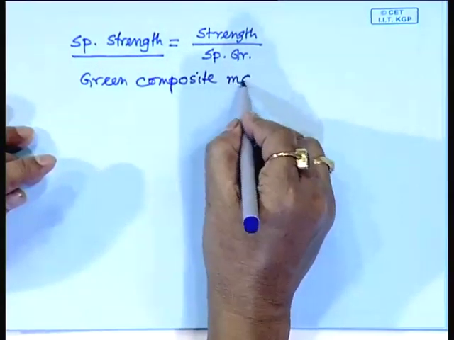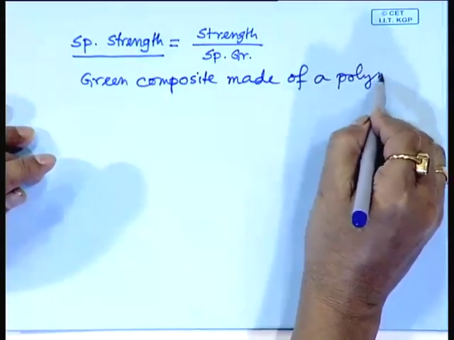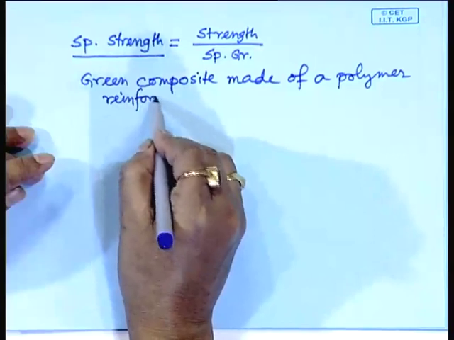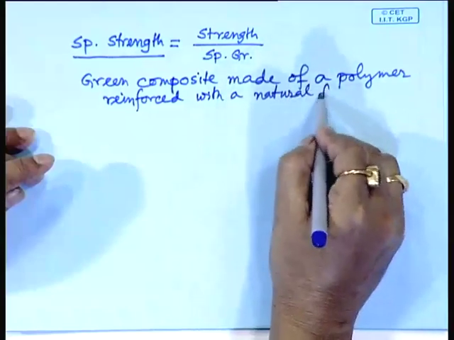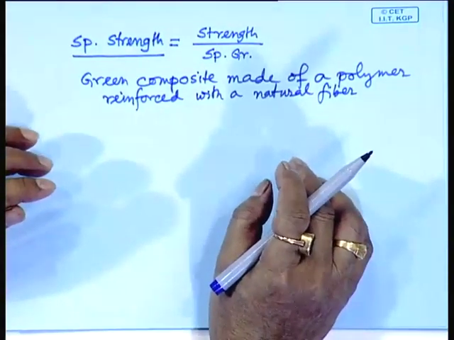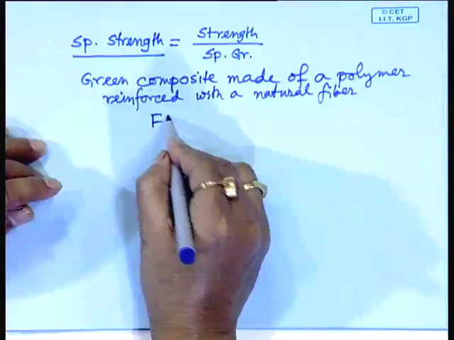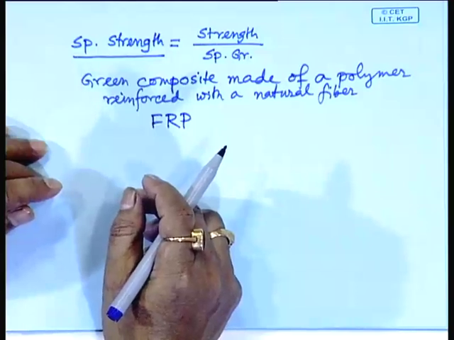Made of a polymer reinforced with a natural fiber. So, it may be natural fiber, it may be synthetic fiber. If that fiber is used as a reinforcement, dispersed in a matrix, a polymer matrix known as polymer resin, we will get a product known as FRP, fiber reinforced plastic. This is light as well as strong with high impact strength.